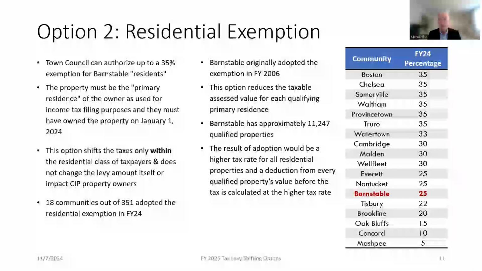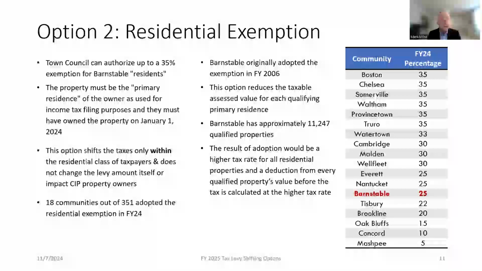The property must be the property owner's primary residence for tax filing purposes, and they must own it as of January 1, 2024 to qualify for the 2025 residential exemption. The option shifts taxes only within the residential class and does not impact the CIP property classes. 18 communities currently have a residential exemption. Barnstable implemented one originally in fiscal year 2006. We currently have approximately 11,247 qualifying properties in town.